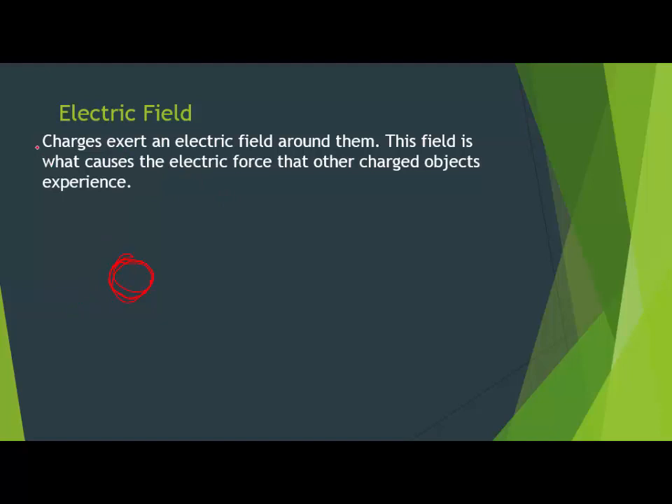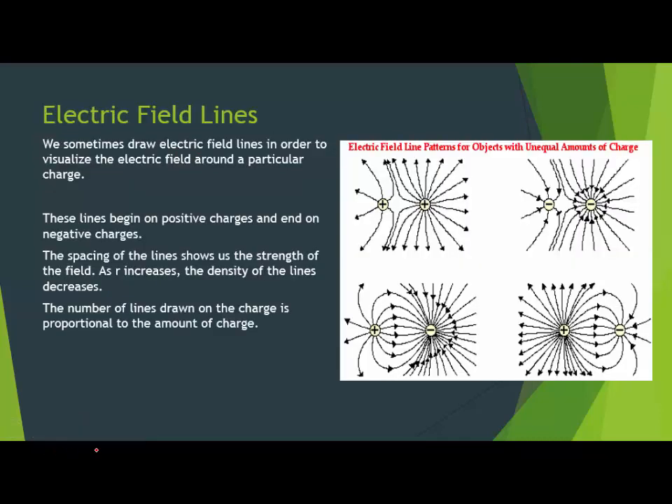So charges have kind of the same scenario happening. We have positive charges and negative charges, and both of them exert a field around themselves. We call this the electric field. And this field is what's responsible for causing electric forces on other charged objects. So let me talk a little bit about how we draw it and what it looks like, and then we'll talk about how to calculate it.